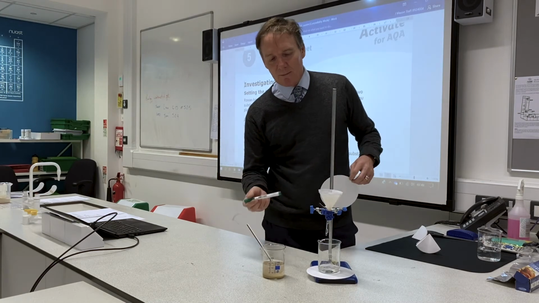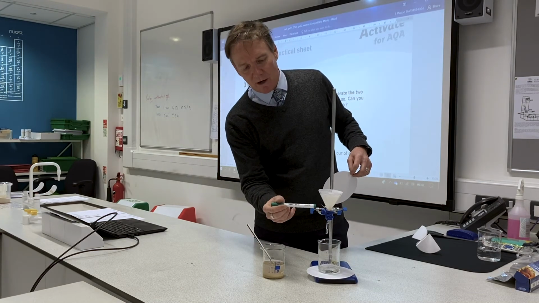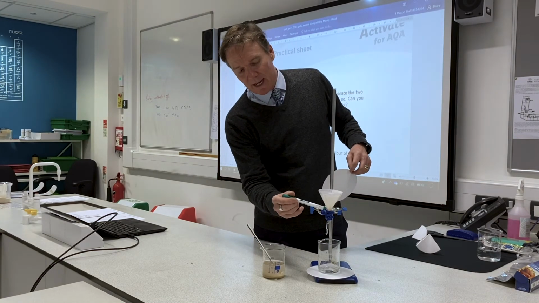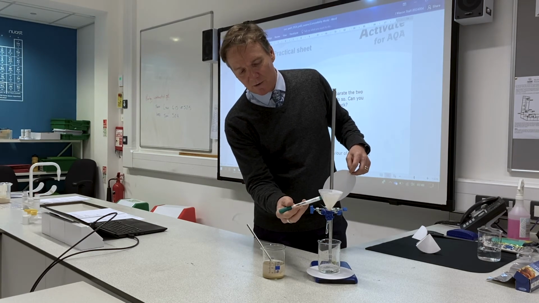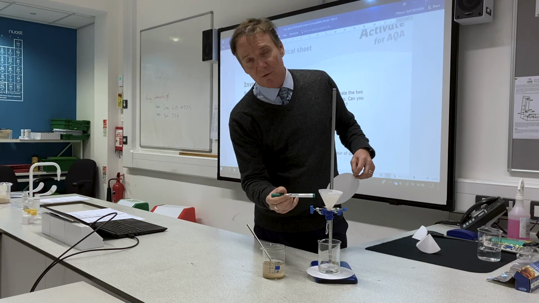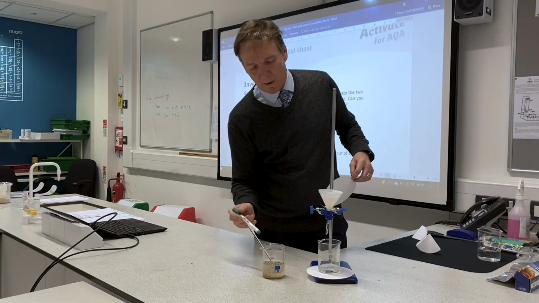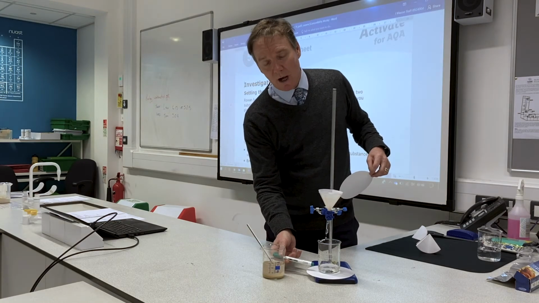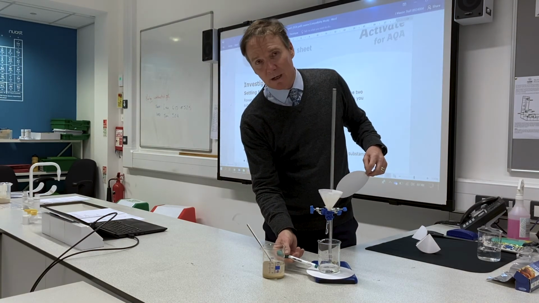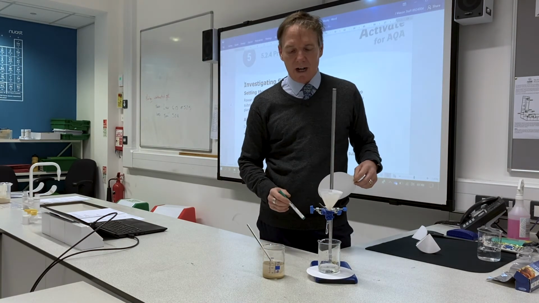So I'll recap those key terms. We have our residue at the bottom of the filter paper there. We have our filter funnel. We have our clamp stand obviously holding the filter funnel and the filter paper. We have our beaker, and in the bottom of our beaker we have the clear liquid, which is also known as a filtrate.